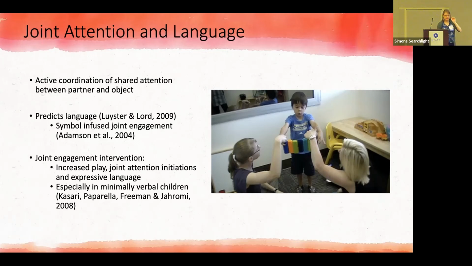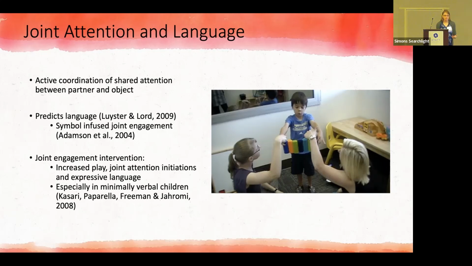So joint attention is incredibly foundational for language learning and for all learning. It's the active coordination of shared attention between a partner and an object. So we are all jointly attending to these slides right now. You guys are looking back and forth between me and the slides. I'm looking back and forth between you and the slides. We all know that the slides are what I'm talking about. We're jointly attending to the slides.